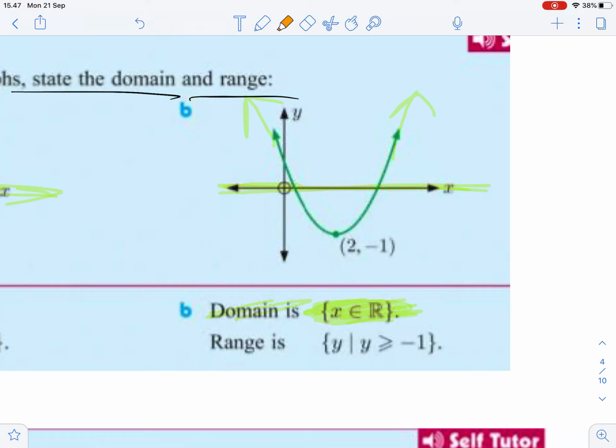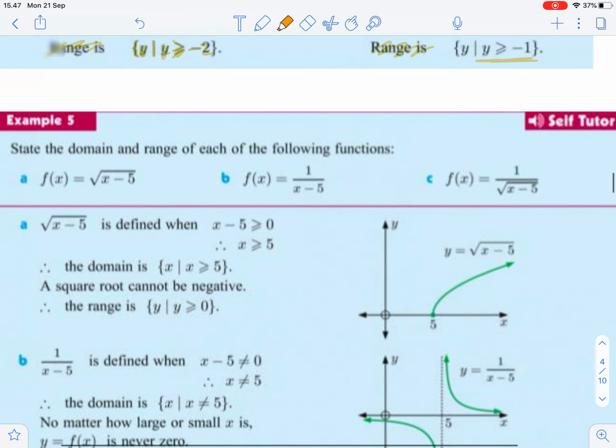The range, again, we're dealing with up and down here. How far up and how far down? You can see that it's going to go up forever and ever, but it stops here at -1. So everything, including -1 and above -1. There it is with graphs.